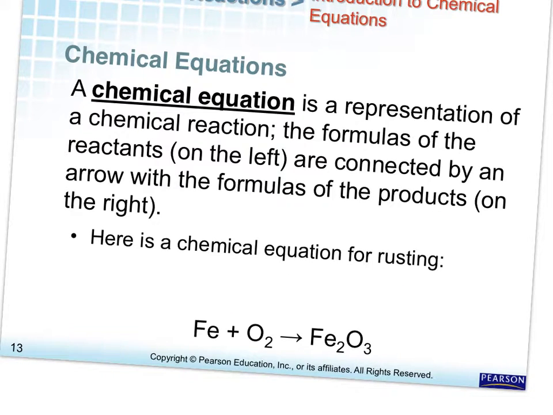We can simplify that word equation even more into what we call a chemical equation. It is the representation of the chemical reaction, but instead of using words, it uses formulas. So we use the formulas for everything. So the rusting word equation we used earlier, where we said iron plus oxygen reacts to yield iron 3 oxide, everything's still there, but it's a much simpler way to go.